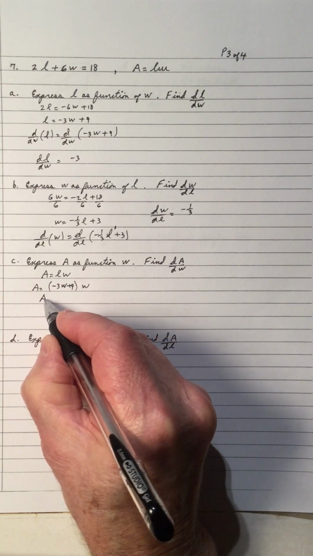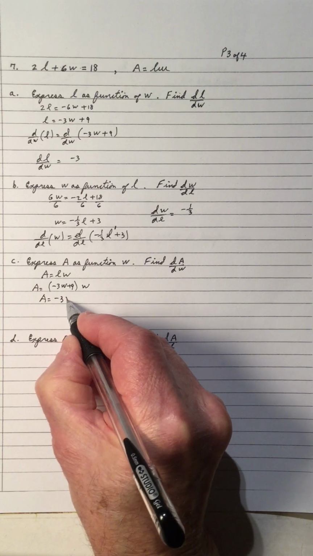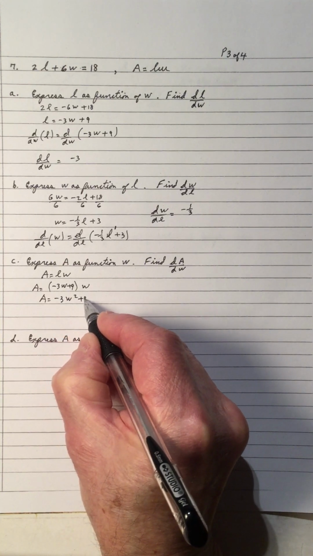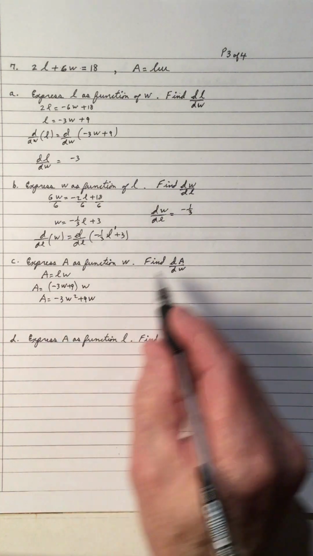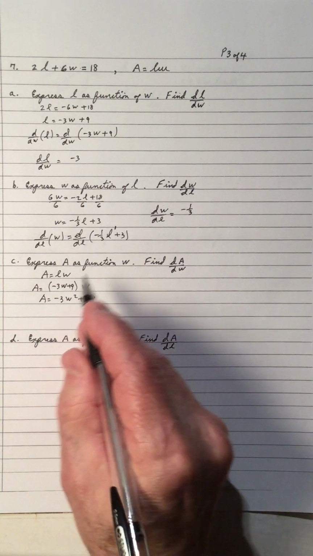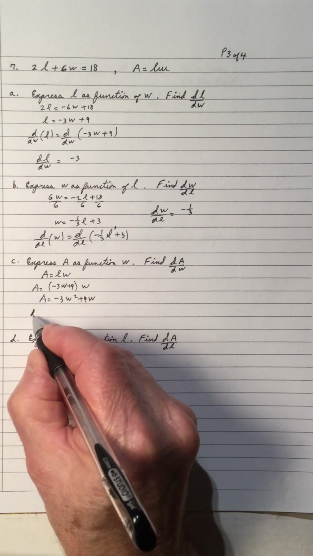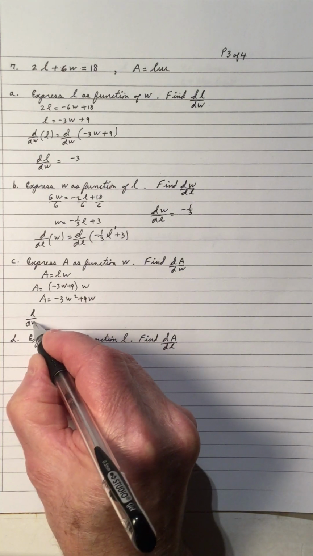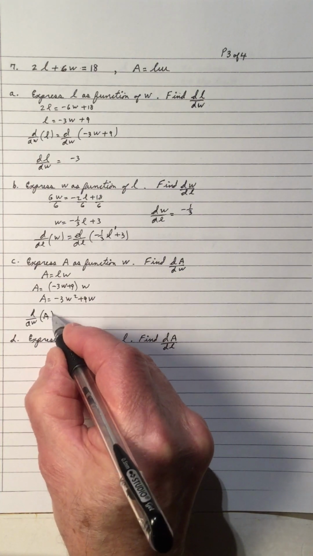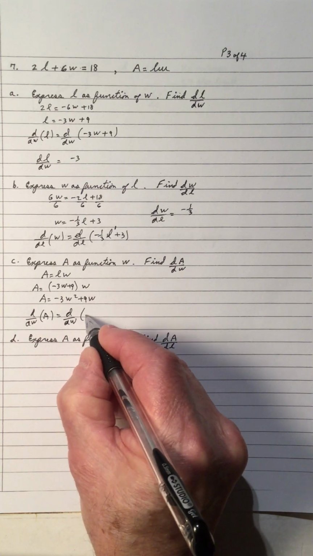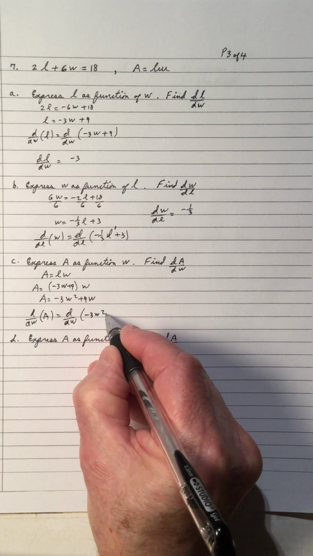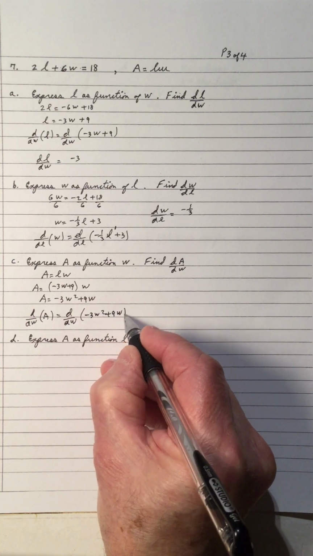So that means the area is negative 3W squared plus 9W. Notice the area is a function of W. So now I can do dA dW. So d dW on the A, and d dW on the negative 3W squared plus 9W.